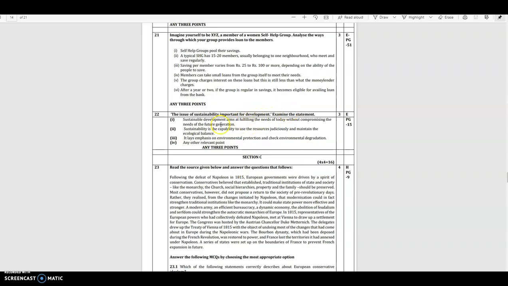So children, you have to read the textbook very well. Otherwise, you can't attempt a question like examine the statement. So read your textbook very well. Then next one.